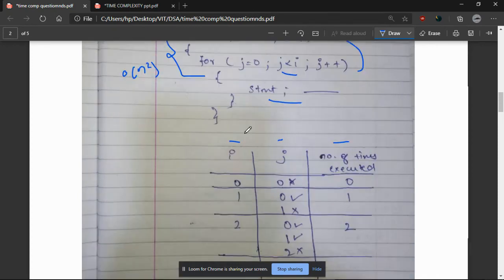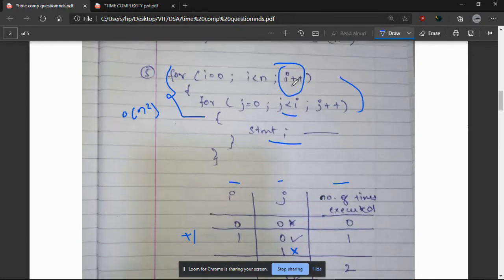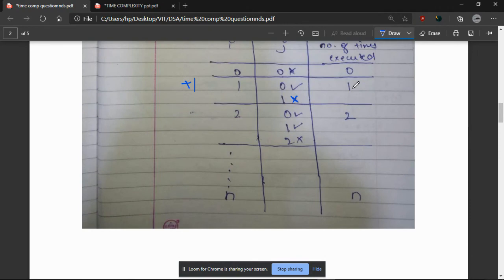Second one is the increment. We increment the number, i plus plus. We have plus 1 here. 1 less than 1 is 0. We take 1, it does not come because it does not satisfy this condition. Execution number of times 1. Now again plus 1, we get 2. We have 0, 1, 2, but 2 will not get executed, only 0 and 1. So we have 2, and this goes on till n times. And for i equals n, we get number of executions n.